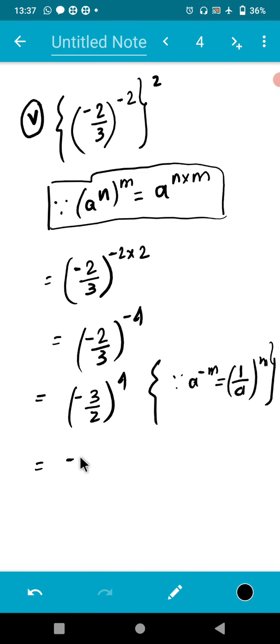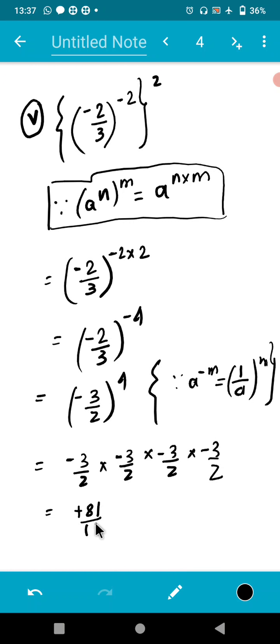Now let's evaluate this one. This is minus 3 by 2 into minus 3 by 2 into minus 3 by 2 into minus 3 by 2. Okay. So the answer we'll get is plus 81 by 16. So this would be your required answer.